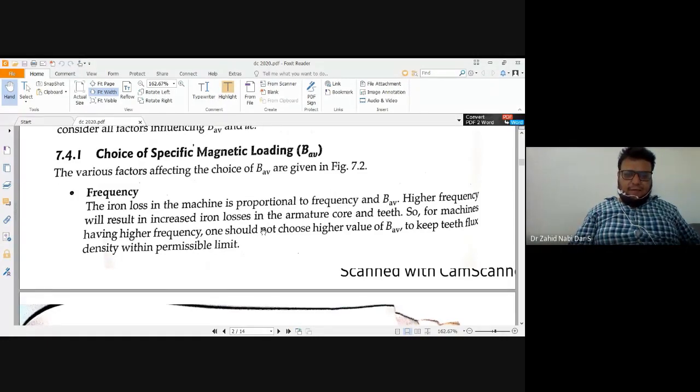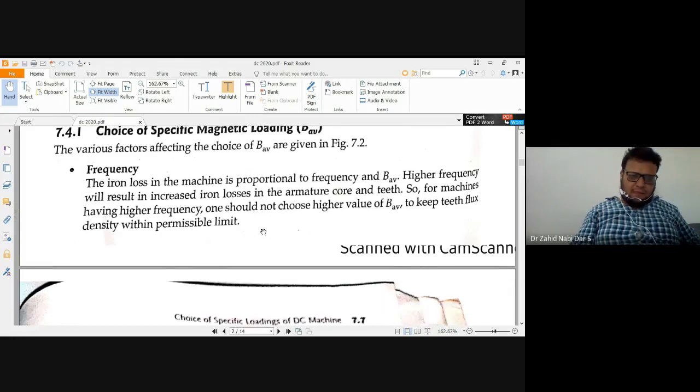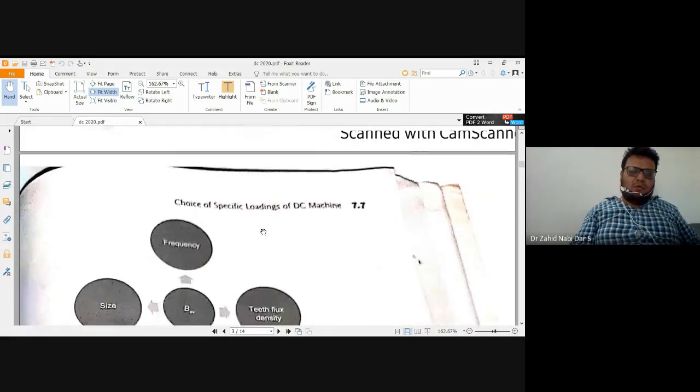If you have a high frequency, what will it result in? It will result in more loss in the armature core and teeth. So for machines having higher frequency, one should not choose a higher value of magnetic flux density, to keep the teeth flux density within the permissible limit. So frequency is one of the most governing factors.